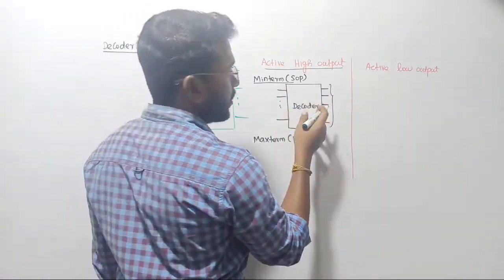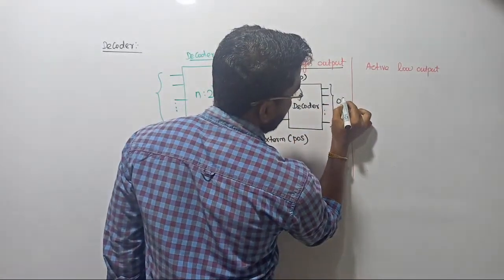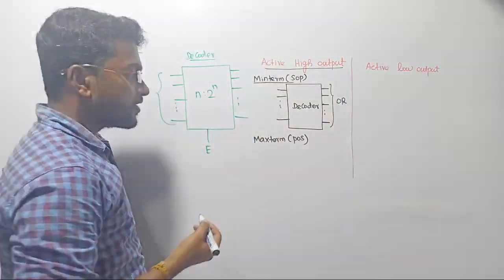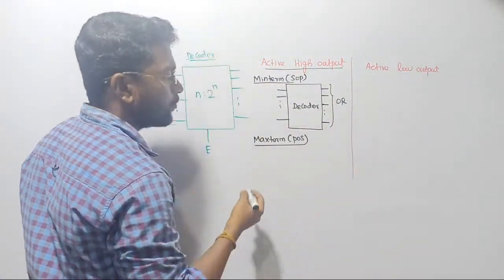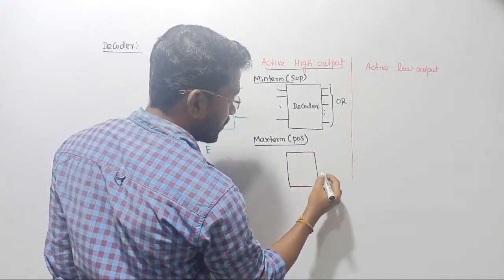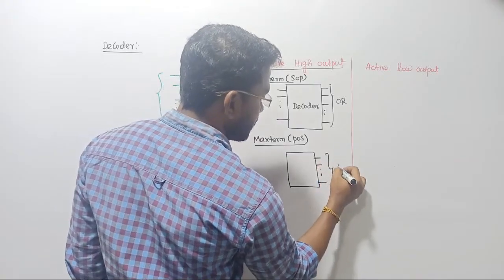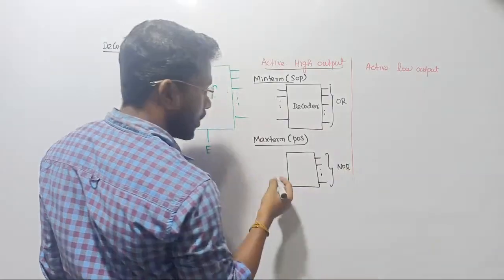So in order to implement the min term, you are requested to use OR gate. Suppose you want to implement a max term for the same decoder circuit with the active high output, that is the standard thing, we just have to keep these in mind. You are requested to use NOR gate, right?